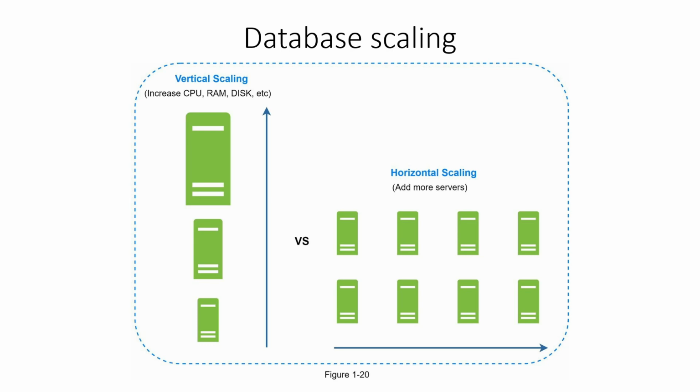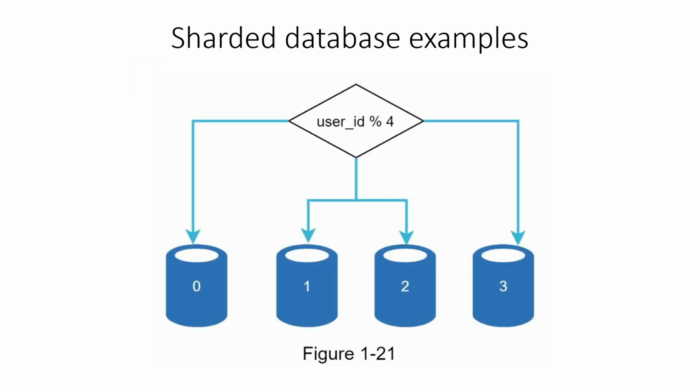What about horizontal scaling? Horizontal scaling, also known as sharding, is the practice of adding more servers. Figure 120 compares vertical scaling with horizontal scaling. Sharding separates large databases into smaller, more easily managed parts called shards. Each shard shares the same schema, though the actual data on each shard is unique to the shard. Figure 121 shows an example of sharded databases.